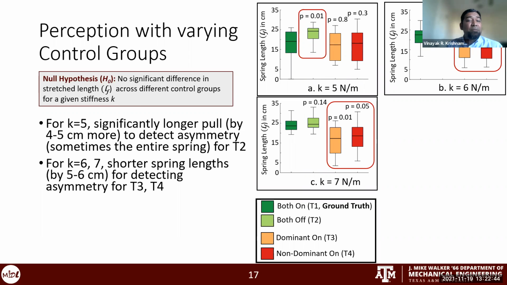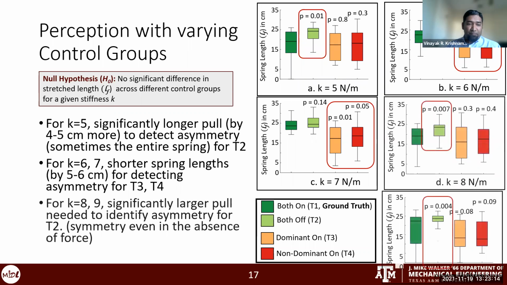If you look at a couple of higher stiffnesses, then you see that the spring lengths at which the participants stop are shorter by roughly 5 to 6 centimeters, specifically for the 2 cases where there is asymmetry. That is for the case where we switched off either the dominant device or the non-dominant device. In both cases, you'll see that you get significantly different results with respect to the other 2 control groups, which is kind of expected, that people were able to tell in a short span of time that there was asymmetry as you increase the stiffness of the spring, right?